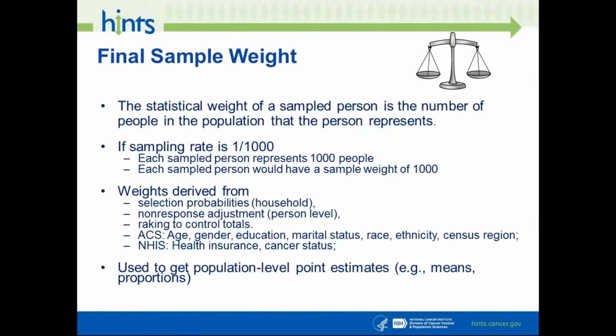And most importantly, you use the final sample weight to get your population level point estimates. Those are your means, your proportions, et cetera. What is the average number of minutes that people do physical activity? What proportion of people feel that they're at high risk for getting cancer? That's what I mean when I talk about population point estimates. So that's why you use that final sample weight. Okay, great. So we can figure out how to get that point estimate.